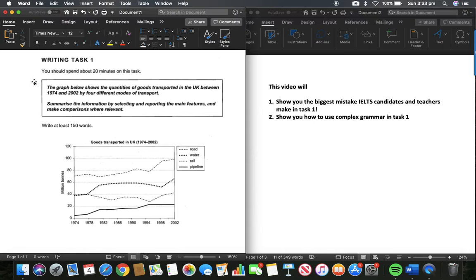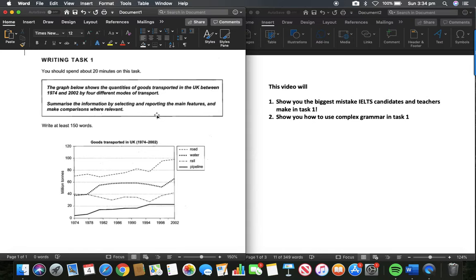So let's just read it together. The graph below shows the quantities of goods transported in the UK between 1974 and 2002 by 4 different modes of transport. All right, go ahead. I want you to take 5 minutes. I want you to pause the video and watch. No, sorry, don't watch, analyze. You've got 5 minutes, analyze, go.